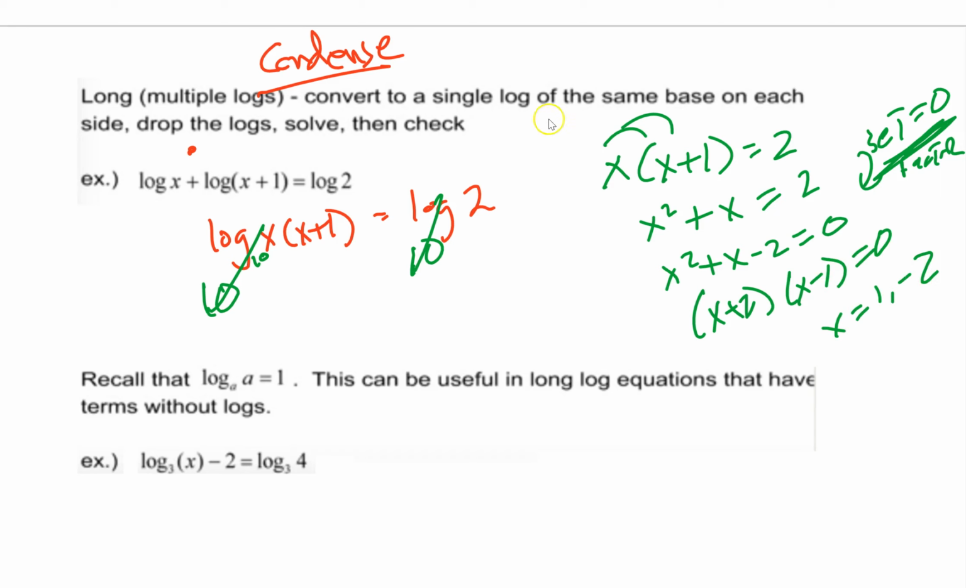Now here's the thing. Like I mentioned earlier, log has to be positive. Same thing with natural log. Can't have a negative. So this negative 2 right here doesn't work. If I plug it in, I'm going to get a bad number. So actually it's only x equals 1.